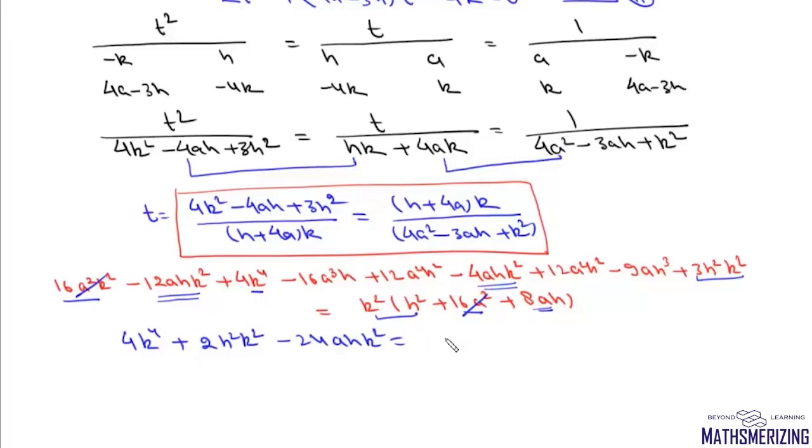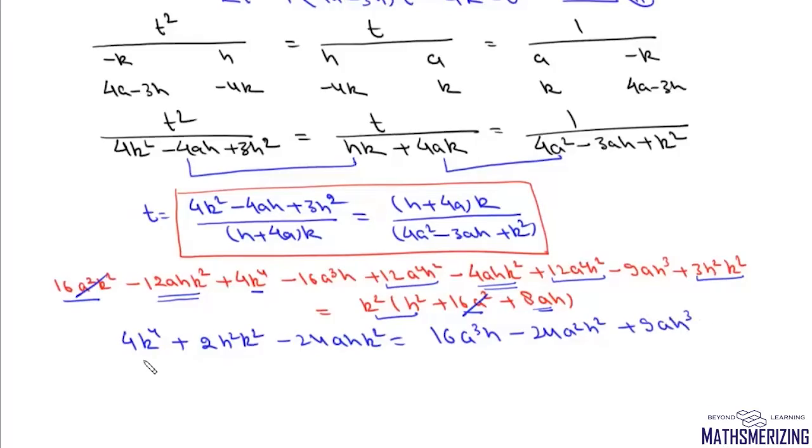So we'll have 16a cube h plus 12a square h square and 12a square h square. So it will be minus 24a square h square and then plus 9ah cube.